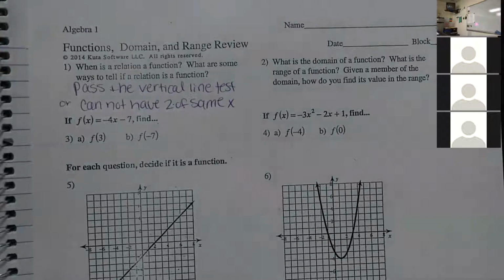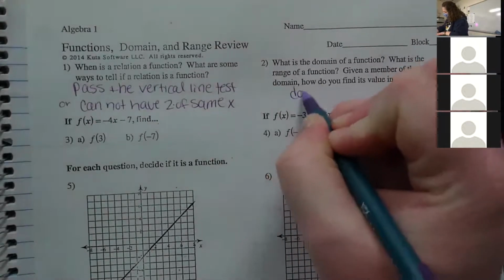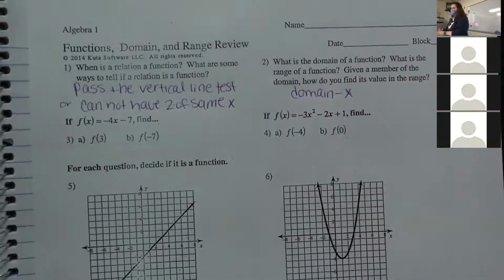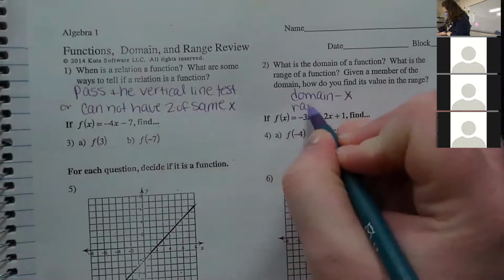Okay. Number 2, it says, what is the domain? Domain is my input, which is my X. So I'm going to put domain as X. And then it says, what is my range? Well, my range is my Y.